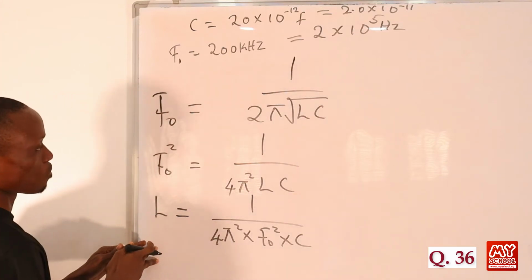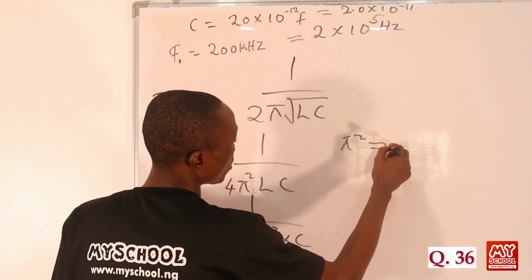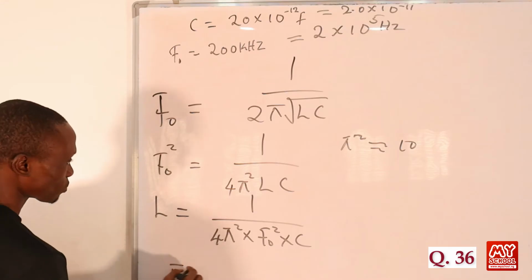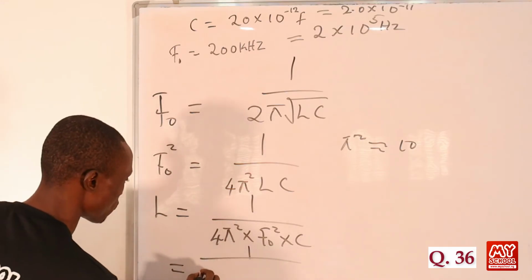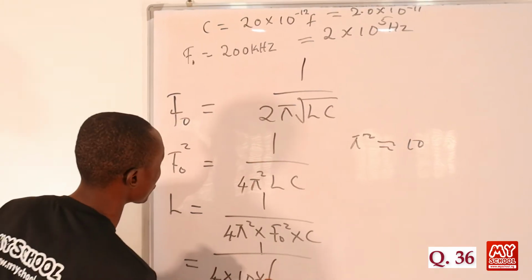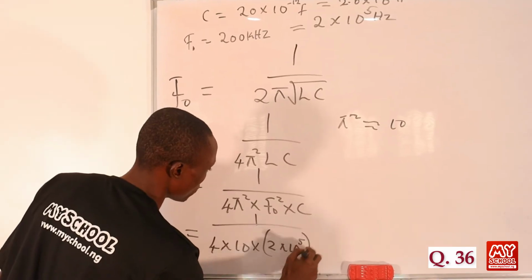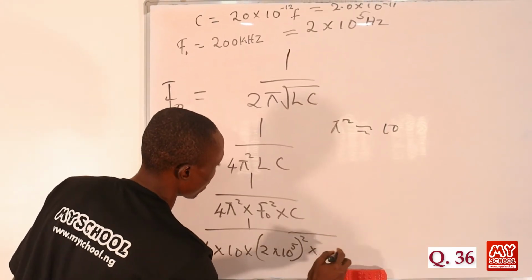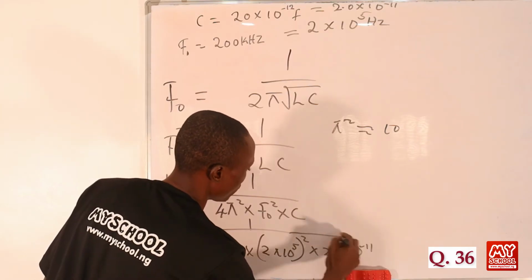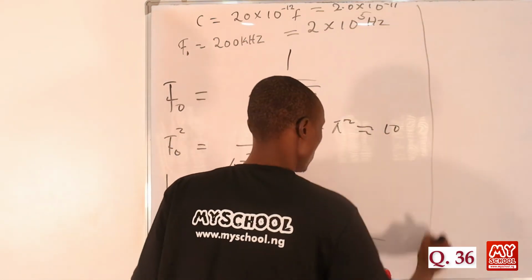So let's see our values. Here we are going to take pi squared to be equivalent to 10. Let's put in our values. Here we'll have 4 times 10 for the 4 pi squared, then times bracket open 2 times 10 raised to power 5 close bracket squared, then times the capacitance, which is 2.0 times 10 raised to power minus 11. Here we just have to tidy up things. Let's continue from this part.